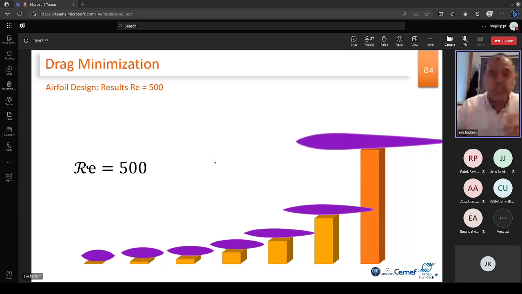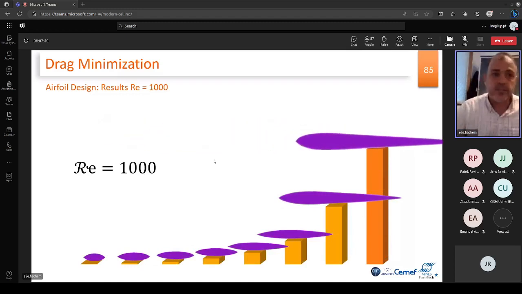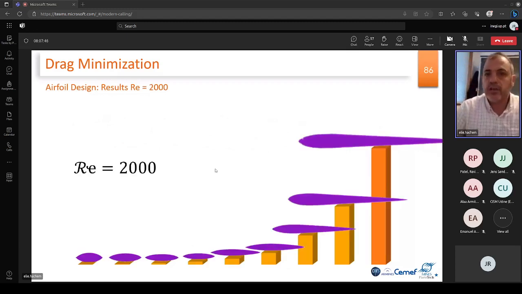So we went to Reynolds 2000, 200, and then when the flow changed its shape at 500, we start seeing something nice that looks like a NACA. And even for 1000, we can see it is more round at the front, and for 2000 even more round and symmetric. So this is minimum drag and this is why it's symmetric.